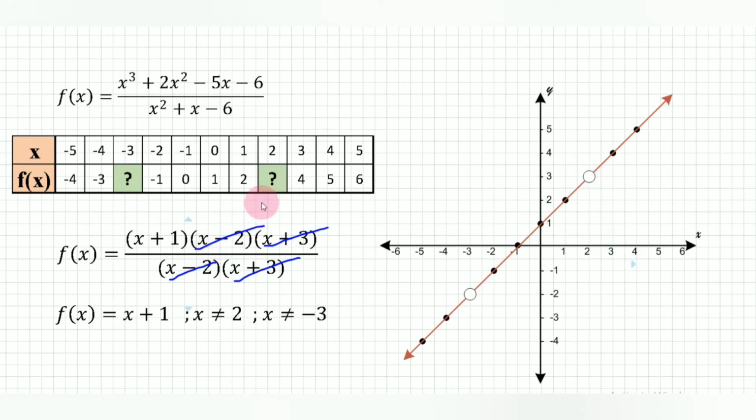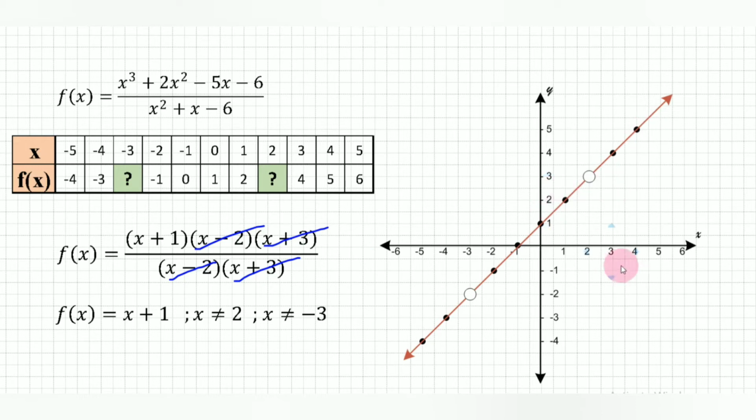And again, if we want to locate where to put the open circle or the hole, let me just use 2 and put it into the simplified one. So 2 plus 1, 2 comma 3. So this is the location. And if I put negative 3 into this, negative 3 comma negative 2. So negative 3 comma negative 2. Here is the location of the hole. It means there are two discontinuities because right on this section and in this section, the graph is disconnected.